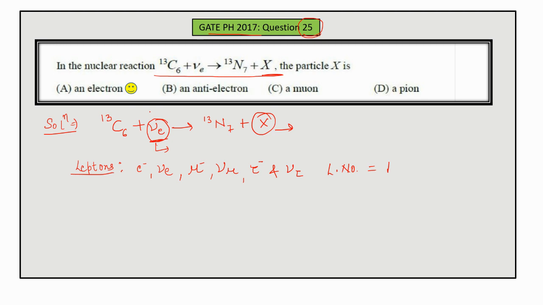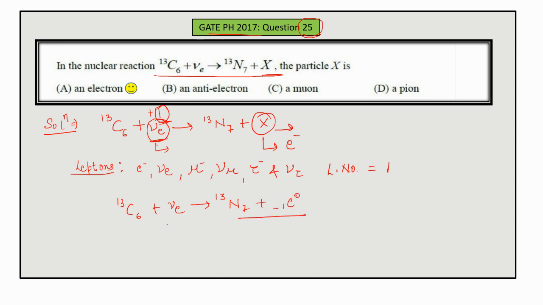So in the left hand side we have an electron neutrino, so it has lepton number 1. To conserve it, we should have an electron here, so that the lepton number is balanced on both sides. That is why the correct answer is electron. You can see carbon-13 (6C13) plus electron neutrino gives nitrogen plus electron.